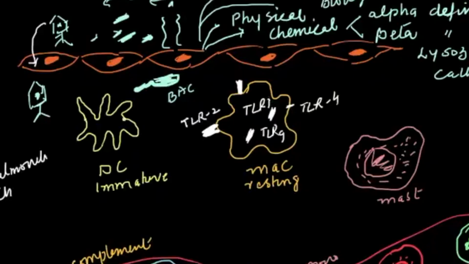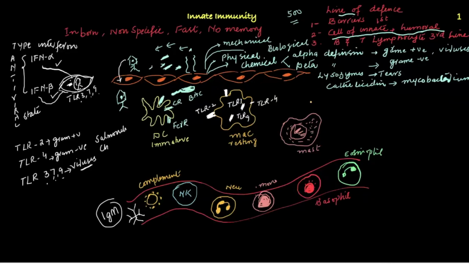Now these dendritic cells also have toll-like receptors like macrophages, and they also have some other receptors which are very important, called complement receptor. Another one is called Fc gamma receptor. And so let's say there is a bacteria which has entered here in the tissue.